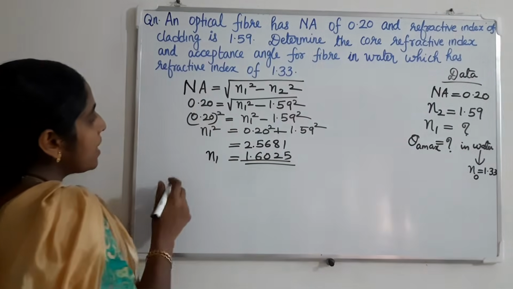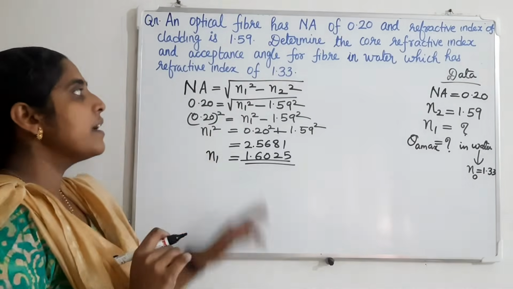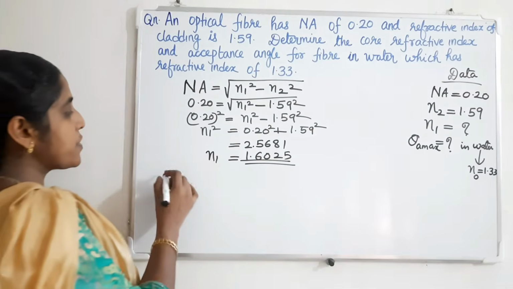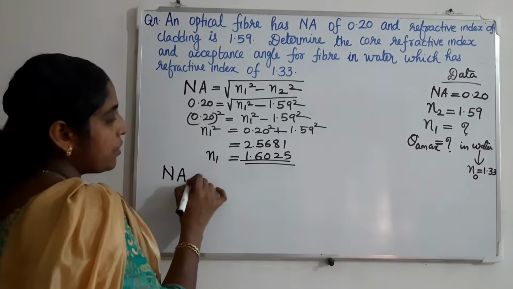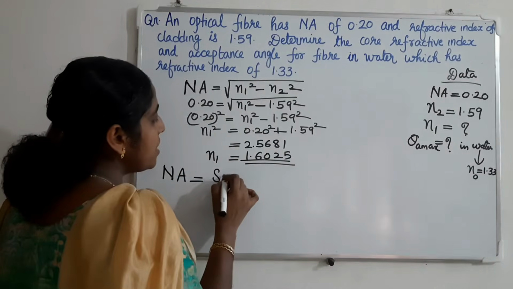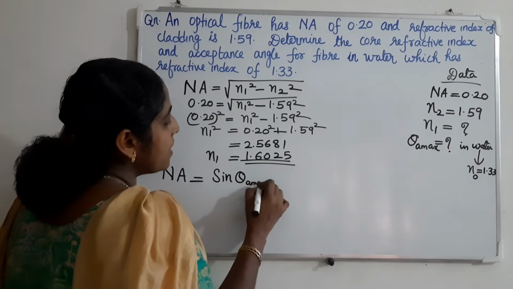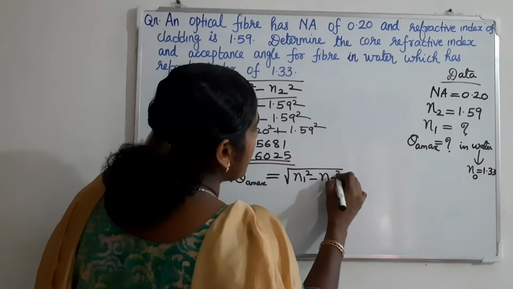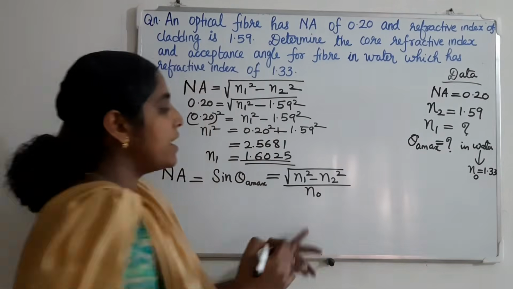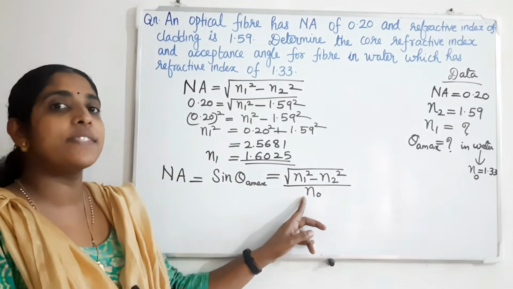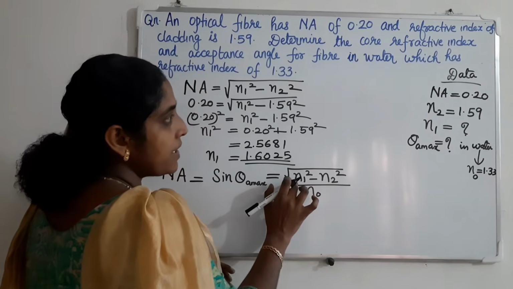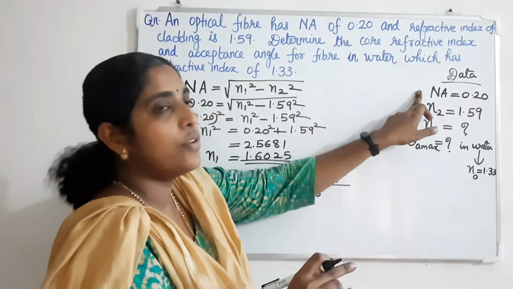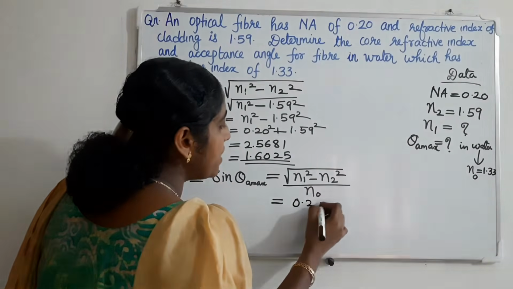While deriving the numerical aperture expression, here we have considered air. Therefore, numerical aperture is equal to sin theta maximum is equal to root of n1 square minus n2 square. If we take the surrounding refractive index as n0, the expression is sin theta A maximum is equal to root of n1 square minus n2 square divided by n0, where n0 is the refractive index of the surrounding medium. What is this root of n1 square minus n2 square? That is the numerical aperture of the fiber in air. That is equal to 0.20 divided by n0.